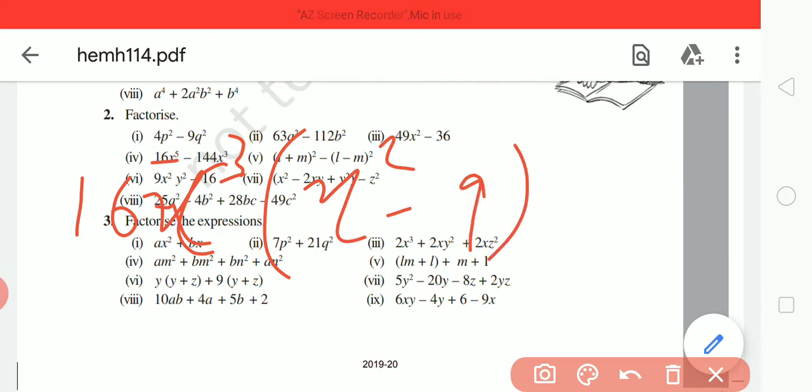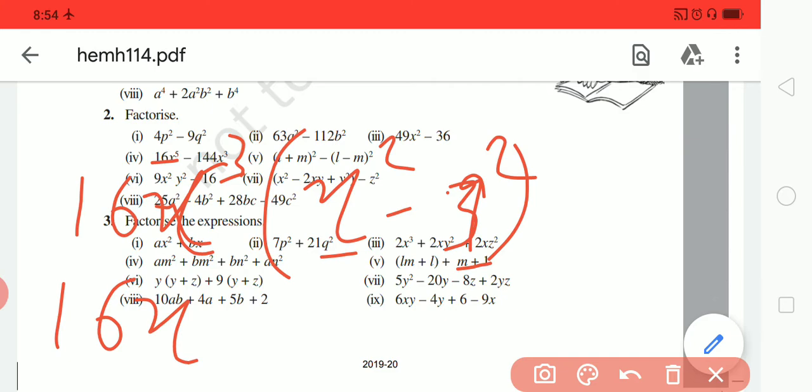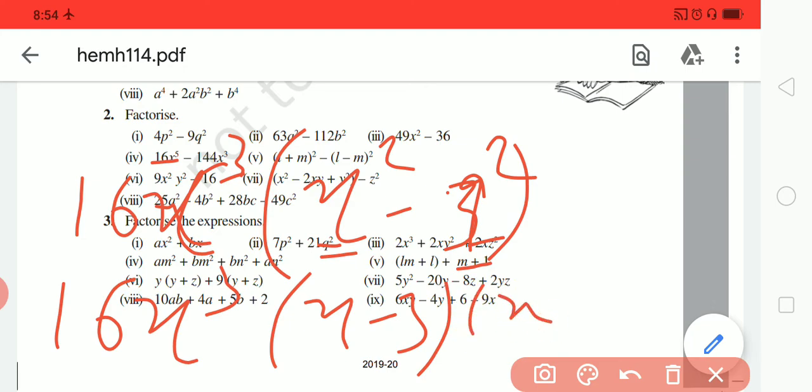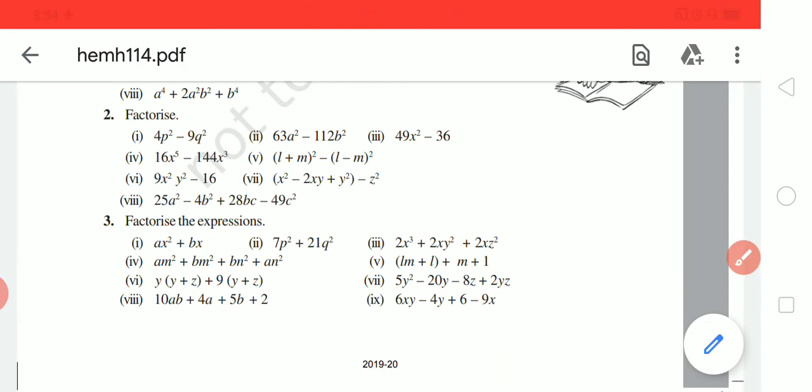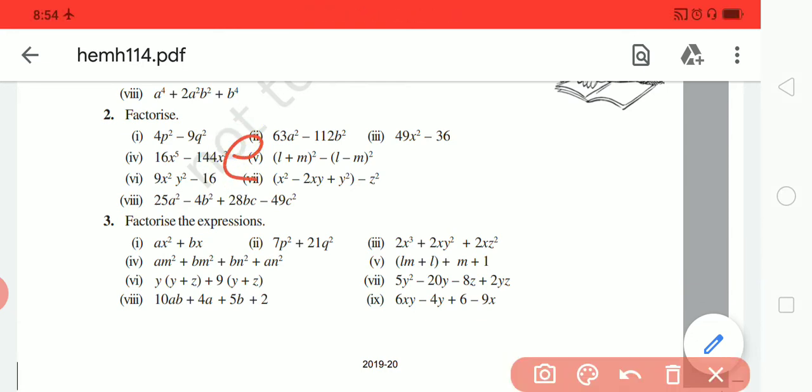Now 9 can also be written as 3 square, and now a is x and b is 3. So this can be written as 16x cube as it is, and this is a square minus b square, that is a minus b into a plus b. Both give the same, similar solutions, but the methods are different. You can choose according to your convenience. Let us start question number 5 of question number 2, the fifth part.